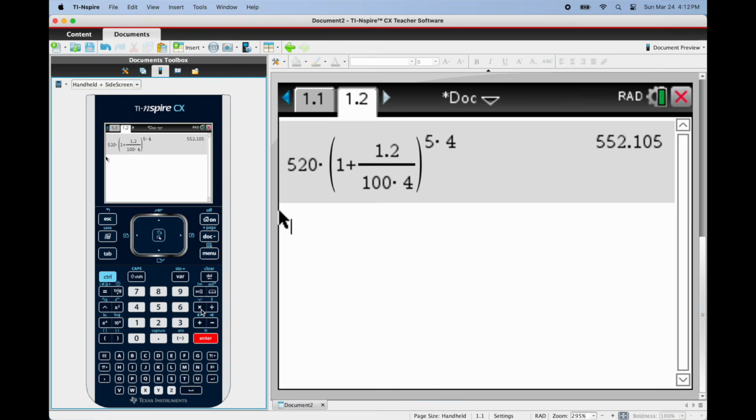And there it is once again, $552.105, or 11 cents. Okay, and to be honest, I think that's the easier way. I'd recommend that way. I think it's less prone to errors. Okay, let's go back to the document.